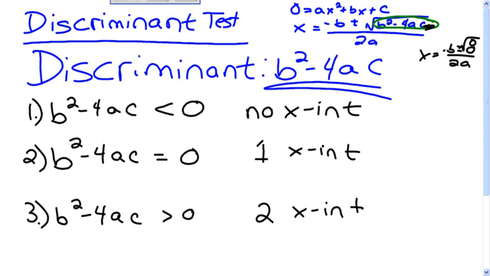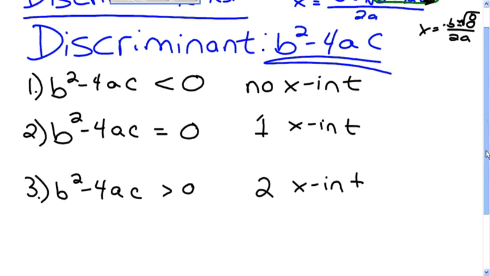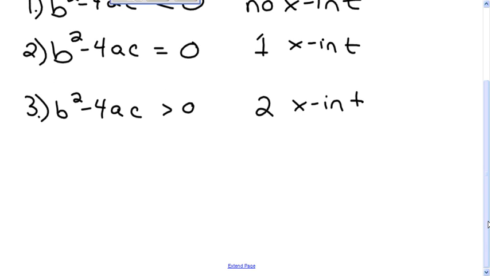Now just because there are 2 x-intercepts doesn't mean it's going to be factorable. If there are 2 x-intercepts, there will be 2 different cases that we will look at. Underneath this case where my discriminant is greater than 0, we can have, first case, it could be a perfect square.